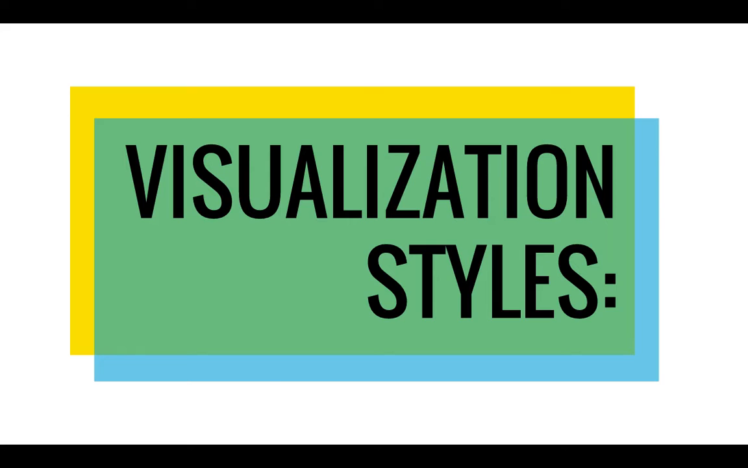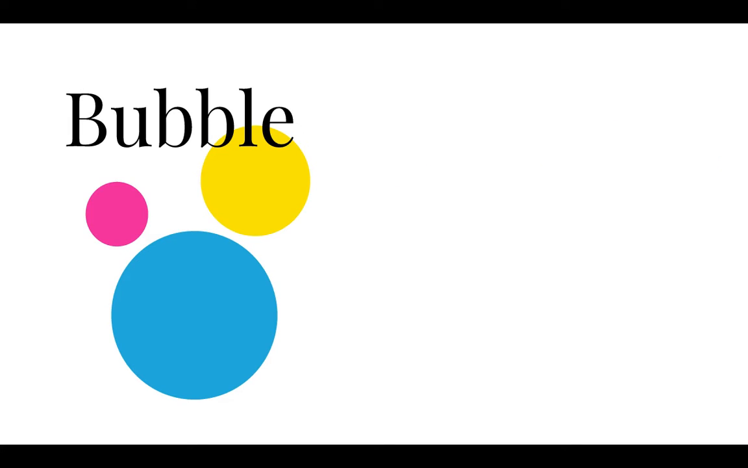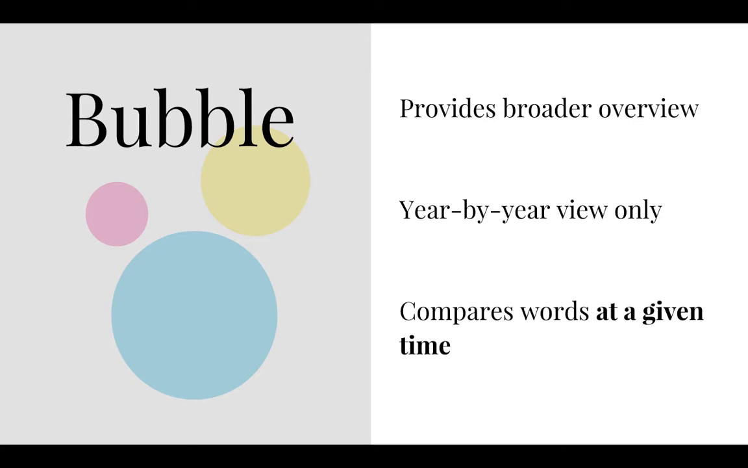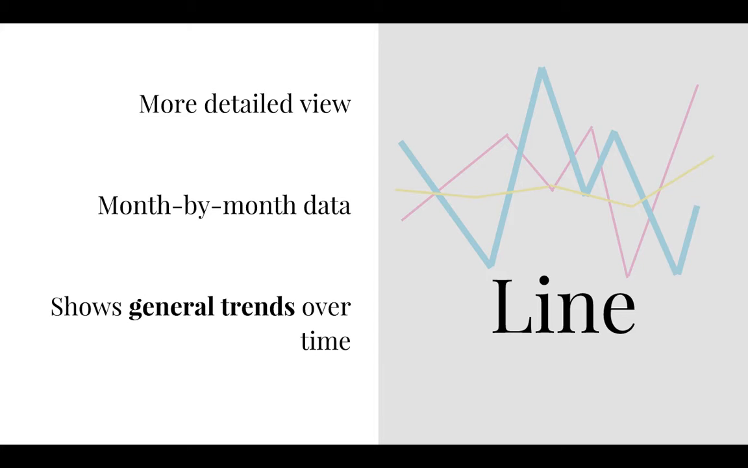So here are the two styles. We chose to represent our information with both a bubble diagram and a line chart. As far as the bubble goes, it provides a broader overview of the words, so less detail. We only have a year-by-year view, we don't have the monthly information. And it compares words at a given time, so it's really great for providing us with a snapshot. Whereas with a line, it's a more detailed view, and we do have month-by-month data, so you can really see the trends over time. And with that, it's more helpful to compare a bunch at once.